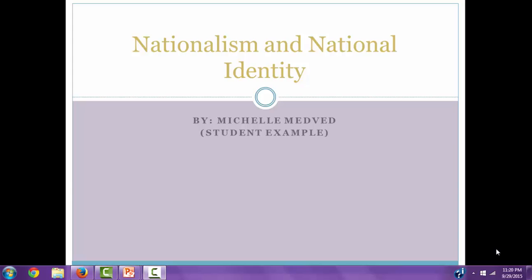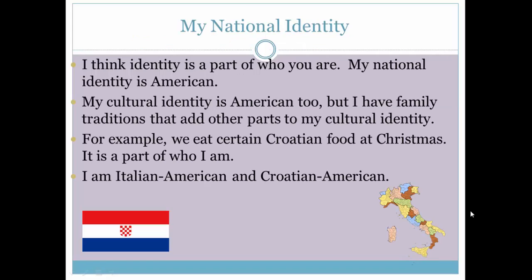My lesson is about nationalism and national identity. It would be in a junior world history class. First, I would have them explain what they think their national identity is. I just wrote a little bit about what I would put if I were a student.